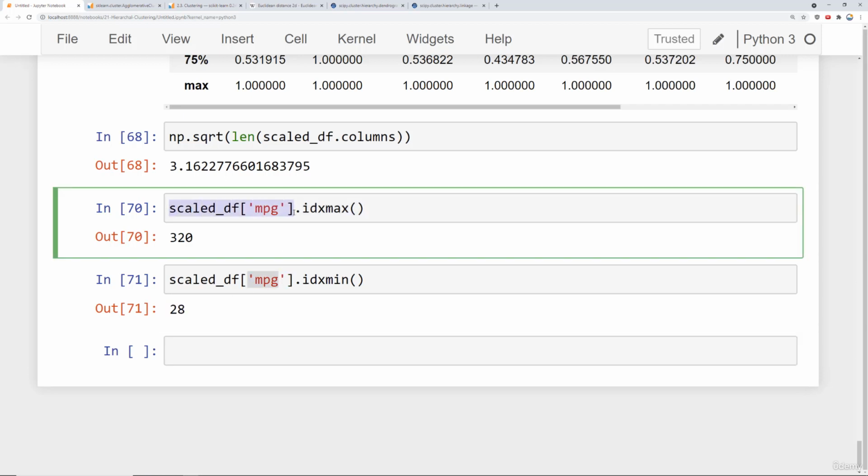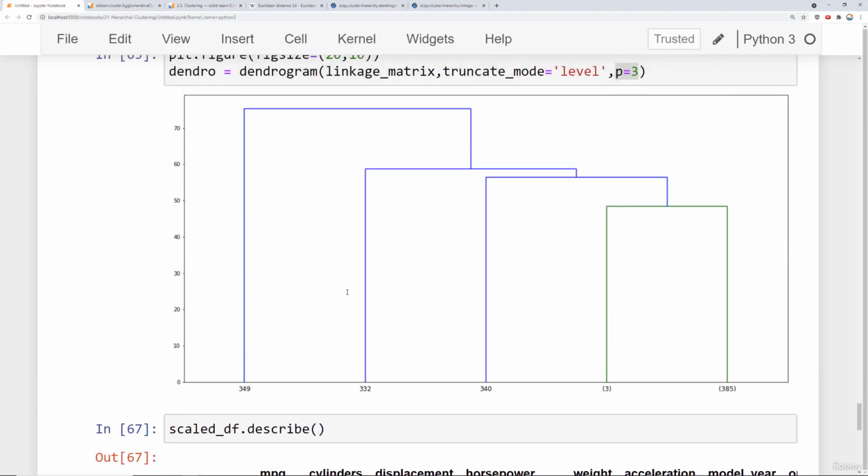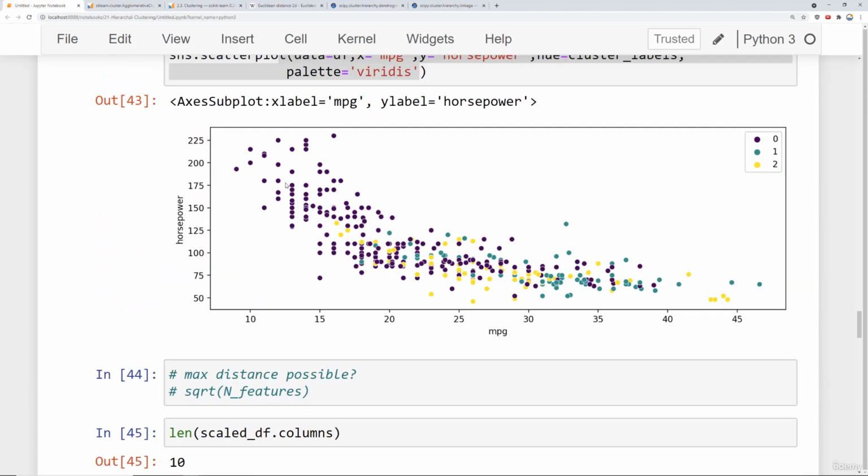So we have this car, very efficient, very high miles per gallon, and then the most inefficient car, lowest miles per gallon. And essentially, if we come back to our scatter plot, it should be this car right here with super low miles per gallon, and then this car over here with very high miles per gallon. What we're trying to think of is, we know the maximum distance between 2 points is the square root of 10. But realistically in our data set, what's the distance between the lowest miles per gallon car and the highest miles per gallon car after we've min-max scaled everything?